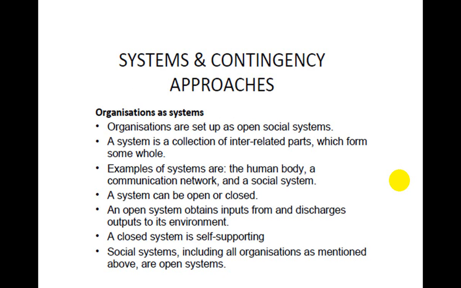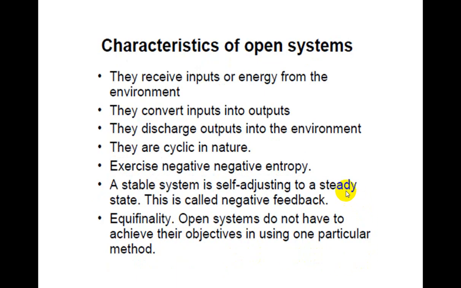Organization as a system: organizations are set up as open social systems. A system is a collection of interrelated parts which forms some whole. Examples of systems are the human body, a communication network, and a social system. A system can be open or closed. An open system obtains inputs from and discharges outputs to its environment. A closed system is self-supporting. Social systems, including all organizations, are open systems.